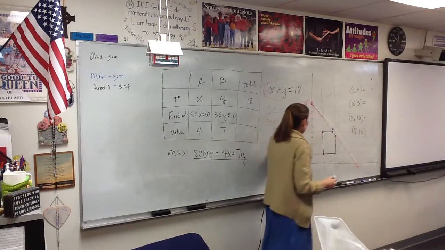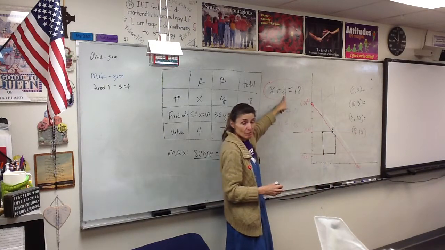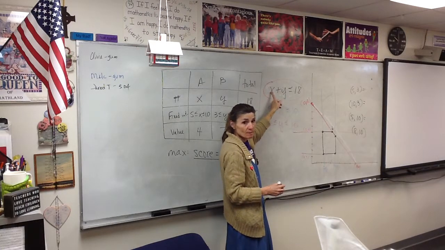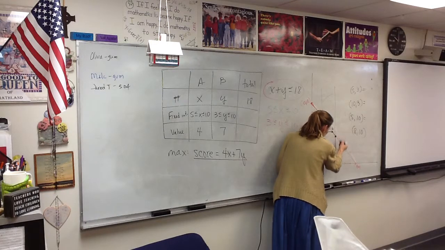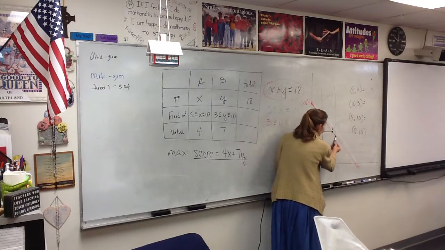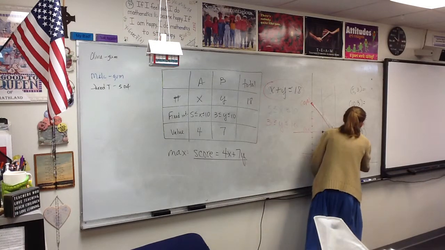How'd you know the x? Because it's on the red line, and if we know the y is 10, then the x has to be 8. Similarly, what do I know about this point? It's on 10. The x is 10, which means the y has to be 8.